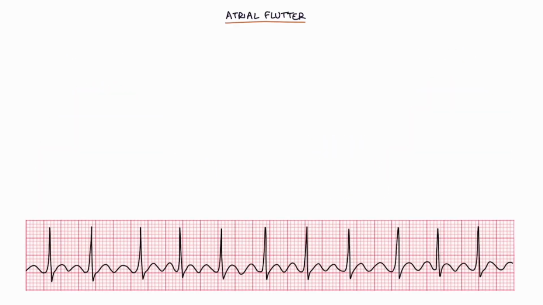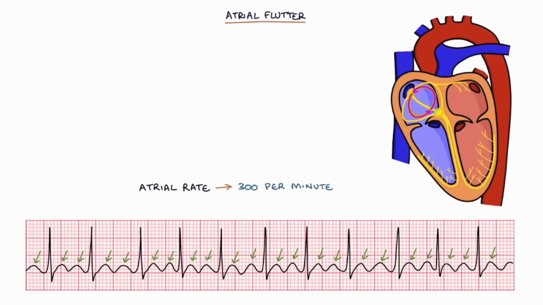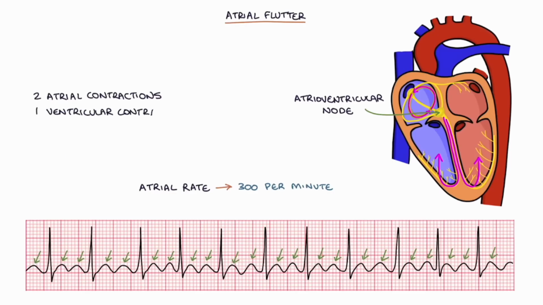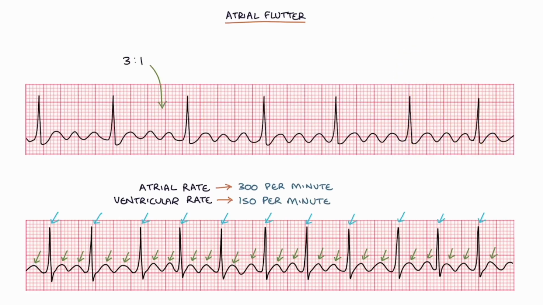The signal goes round and round in the atria without interruption, causing an atrial rate of around 300 beats per minute. The signal does not usually enter the ventricles on every lap due to the long refractory period of the atrioventricular node. This often results in 2 atrial contractions for every 1 ventricular contraction, which is 2-to-1 conduction through the atrioventricular node, and this gives a ventricular rate of 150 beats per minute. There may be 3-to-1, 4-to-1, or variable conduction ratios.